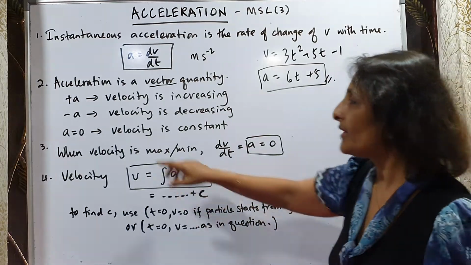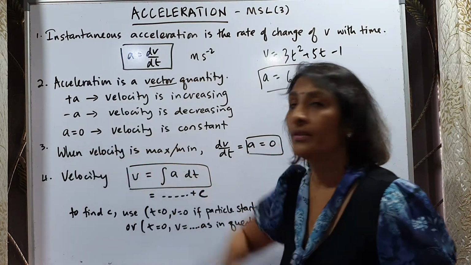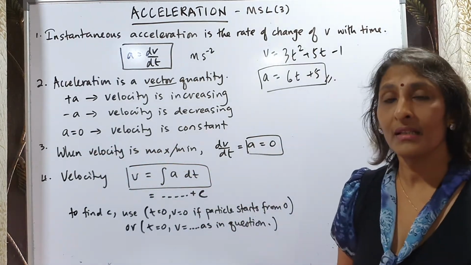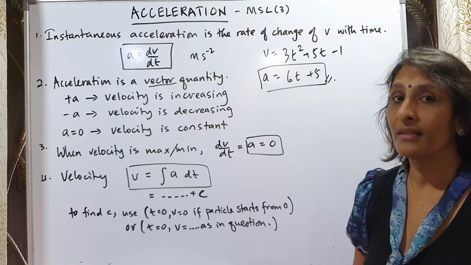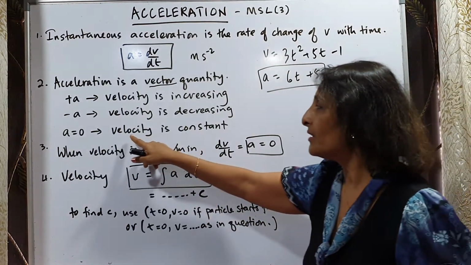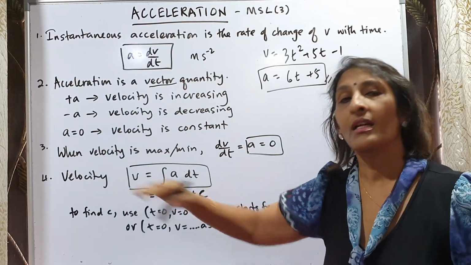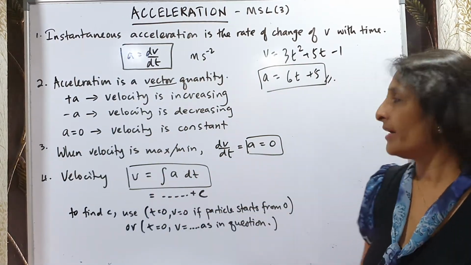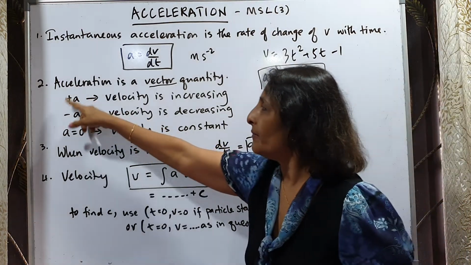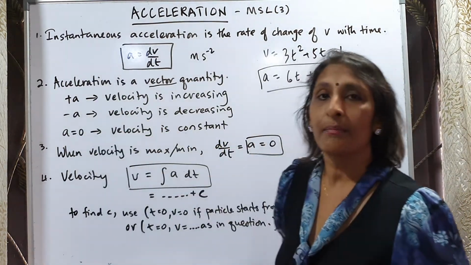And if a is equal to 0, it does not mean that the particle has stopped. It's still moving. The particle is moving with a constant velocity, at a constant speed. So that's what the magnitude of a means.